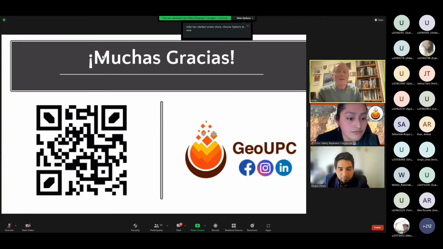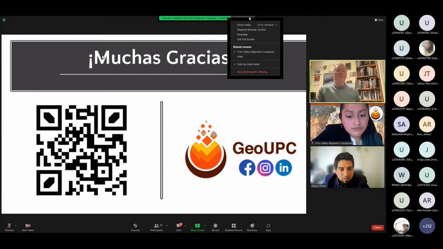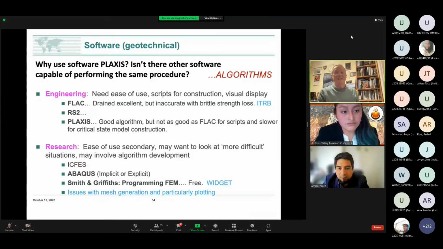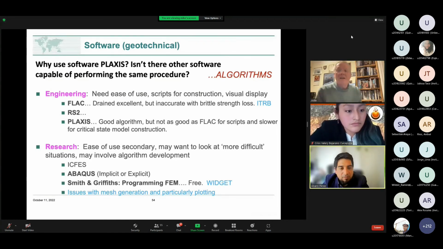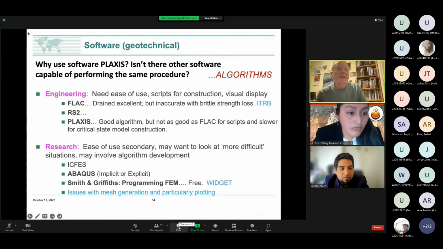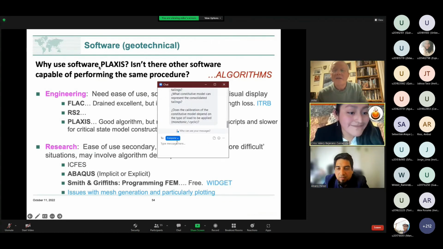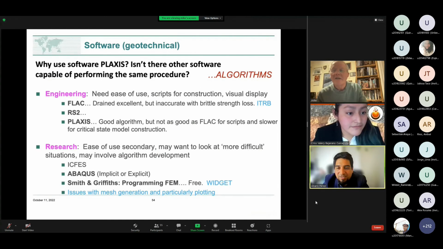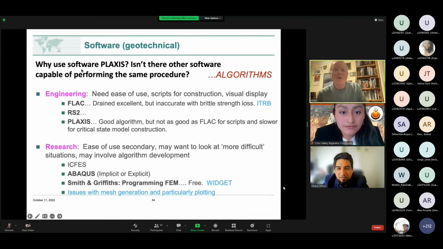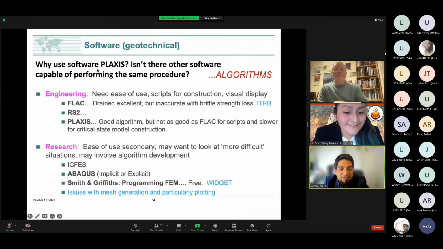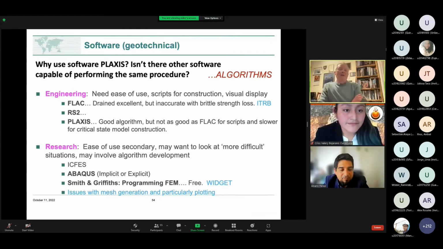Okay, let's see where we go. Okay, question number 1 was about software. Why use Plaxis? Isn't there other software capable of performing the same procedure? I'm sorry, Professor, we are seeing the last slide. Oh, it hasn't gone ahead. You can't see it? I'm sharing. I think it's... Can you see it now? Of course, yes. So you can see the question. Yeah. Okay. Perfect. Thank you.